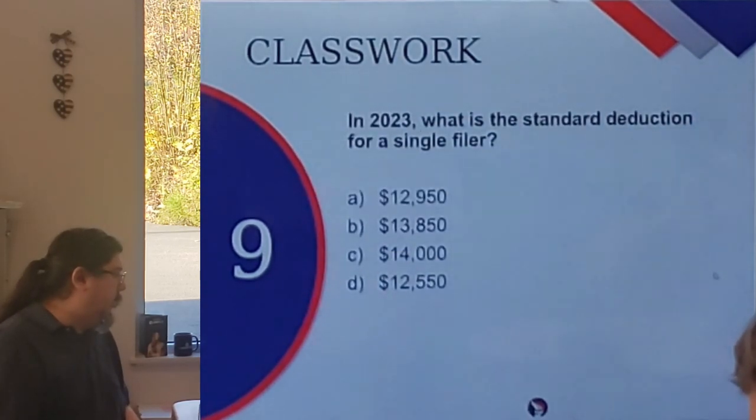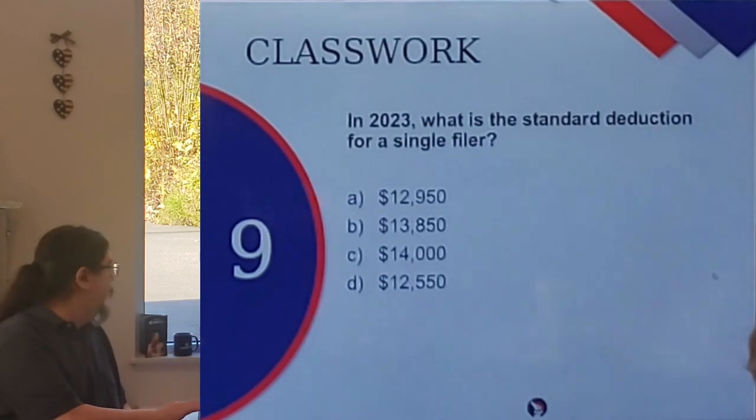Okay, and Catherine, number 9. What is the standard deduction for a single filer in 2023? 13,850. Yes.